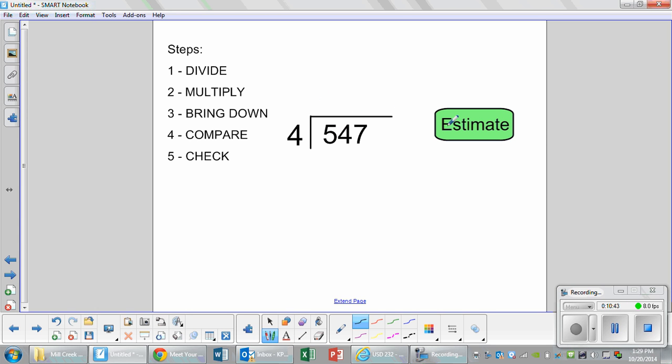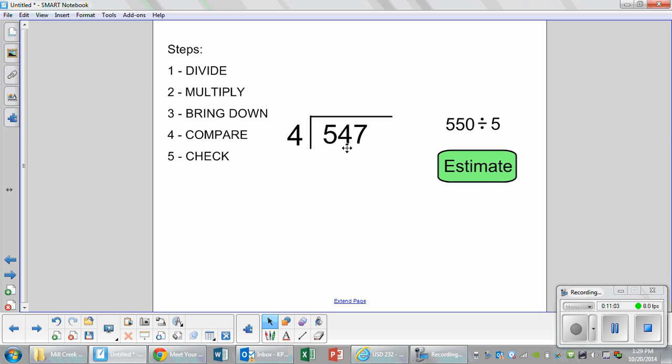All right, so the first thing I'm going to want to do is estimate. What I would like for you to do right now is stop the video, and I want you to try to estimate what you think the quotient should be. All right, so if you practiced, here's what I would have done.